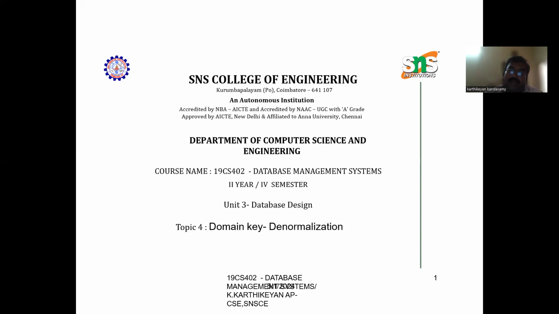Before, we saw the topic names: normalization, first normal form, second normal form, third normal form, and Boyce-Codd. What is denormalization? We can use denormalization to easily find a particular value in the database management system. So we go to the next one.